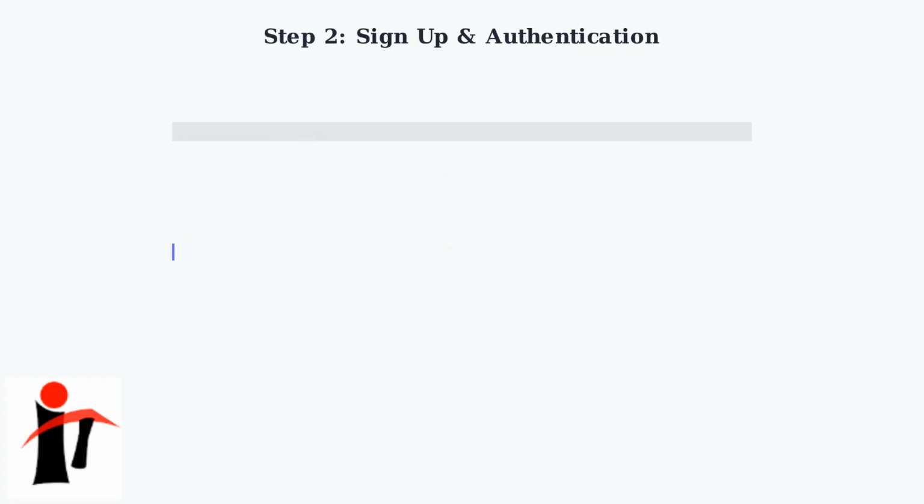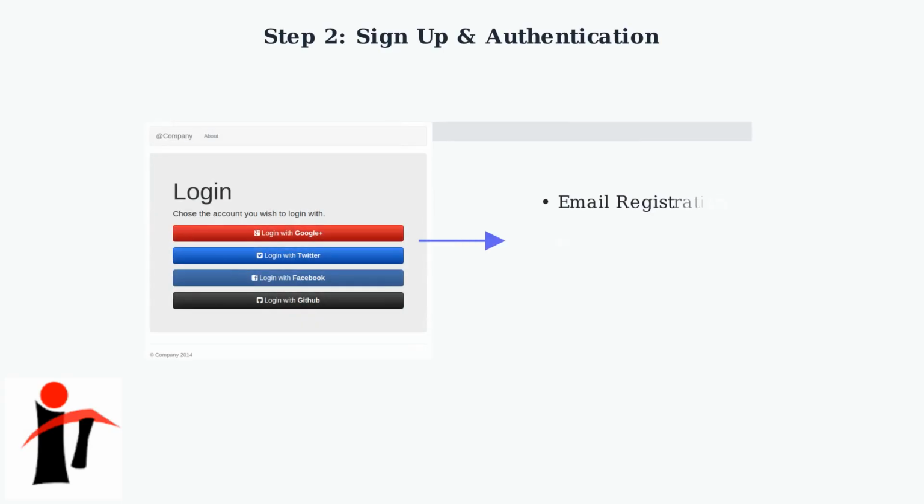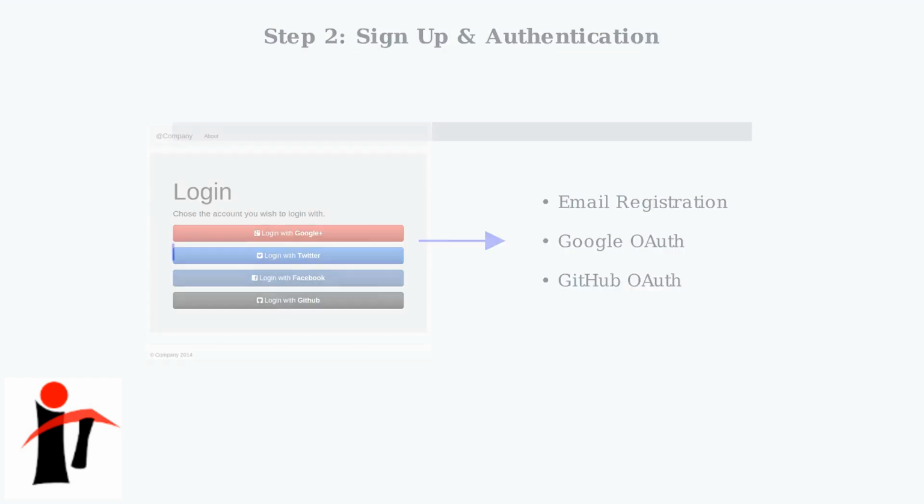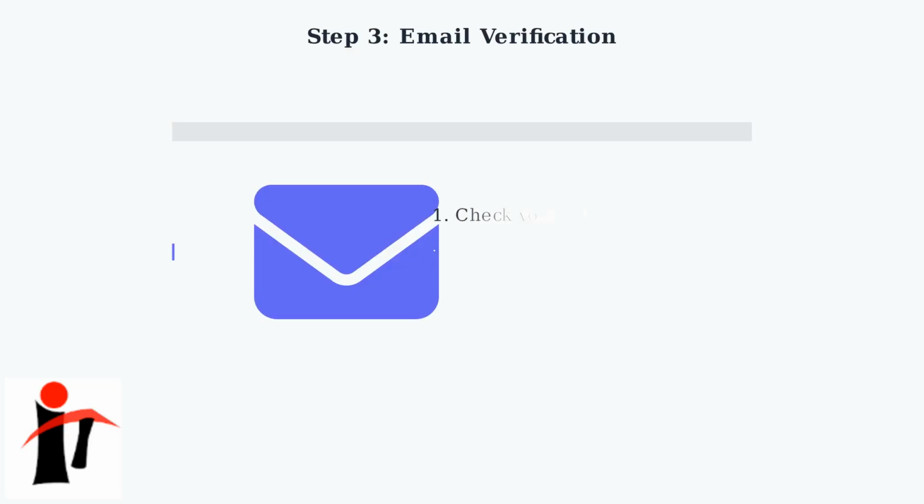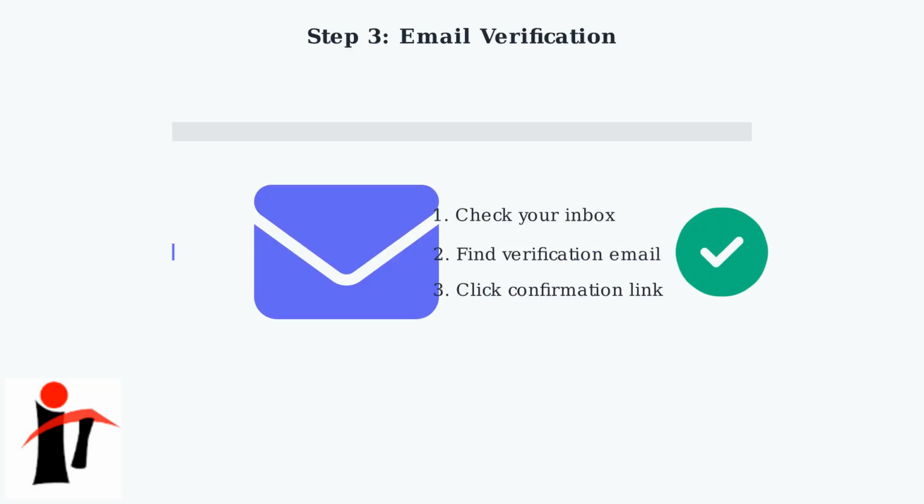Step 2. Create your account by signing up with your email address or using OAuth authentication through Google or GitHub. This gives you multiple convenient options for registration. Step 3. Verify your email address. After registration, check your inbox for a verification email and click the confirmation link to activate your account.